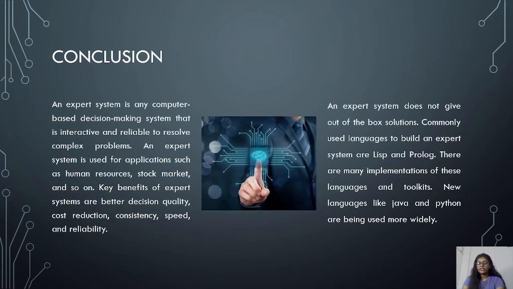Lastly, to conclude everything we learned in this presentation, an expert system is an artificial intelligence-based computer system that has the knowledge, decision-making, and problem-solving capabilities related to a particular domain like medicine or stock market. It has benefits like its high speeds, efficiency, and reliability, along with certain issues like its inability to incorporate human-like thinking skills and its maintenance.